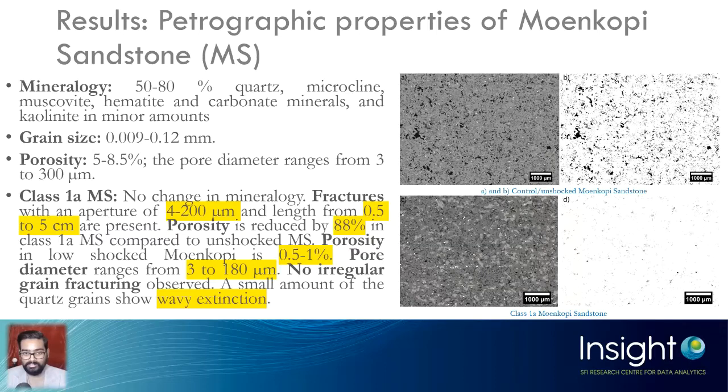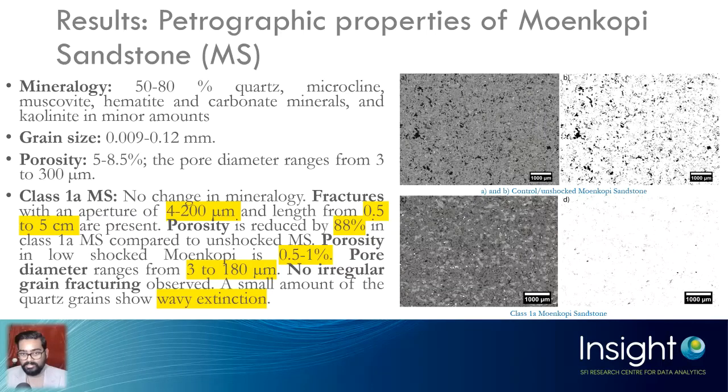On the right side of the slide, you can see an SEM image of Moenkopi sandstone. A and B represent control samples, and C and D represent the class 1A Moenkopi sandstone.